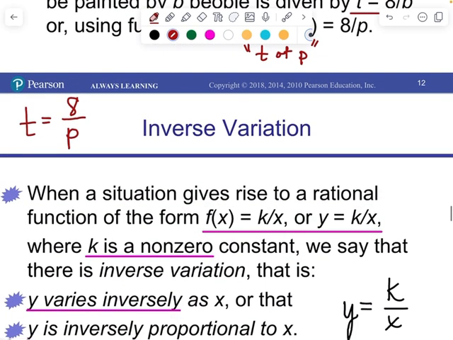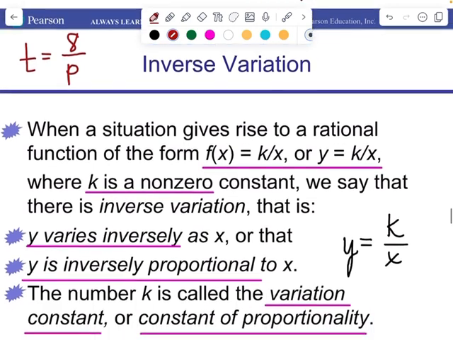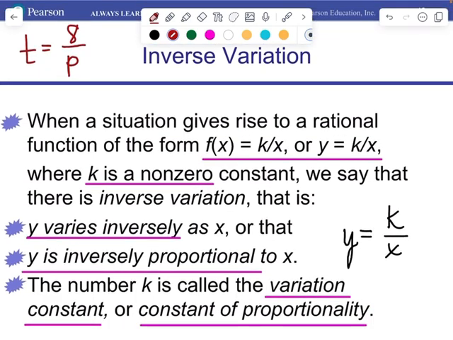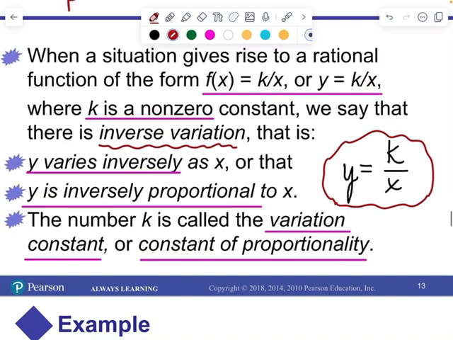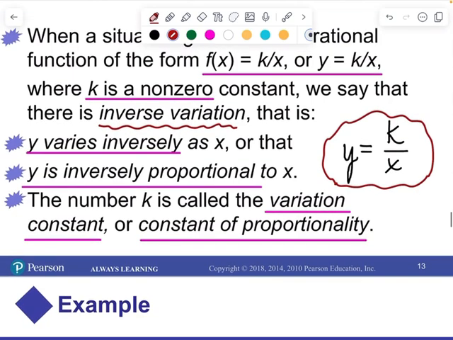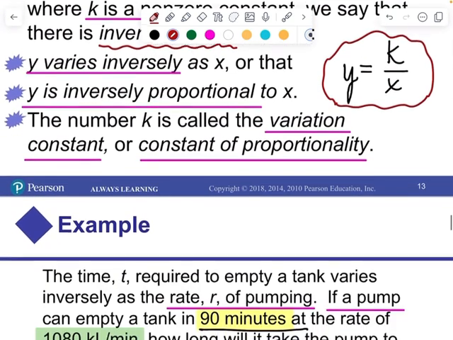So, important facts. When a situation gives rise to a rational function of the form f of x is equal to k over x, or y is equal to k over x, where k is a non-zero constant, we say that there is an inverse variation, okay? Y varies inversely as x, or y is inversely proportional to x, will lead you to that equation. The number k is called the variation constant, same as direct variation. We'll do one more problem with this then.